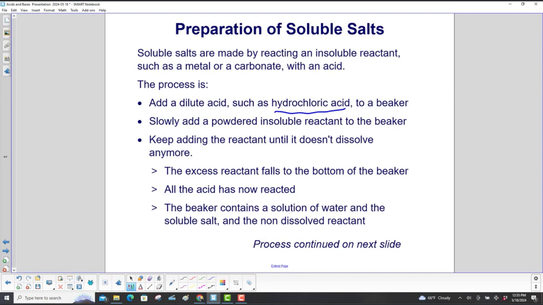The excess reactant then will fall to the bottom of the beaker. All the acid has now reacted. So the beaker contains a solution of water and the soluble salt and the non-dissolved reactant. And we'll continue on the next slide.